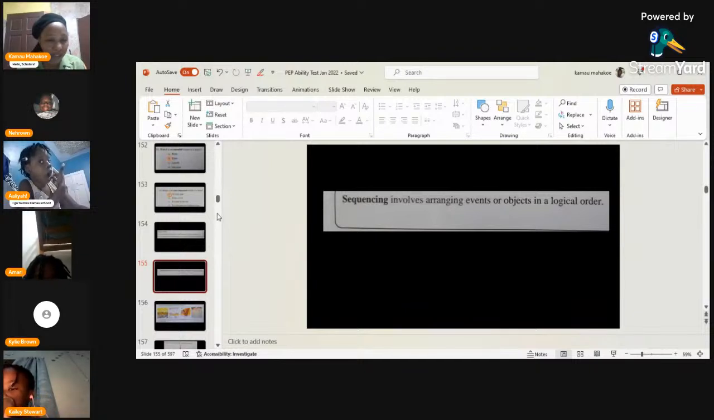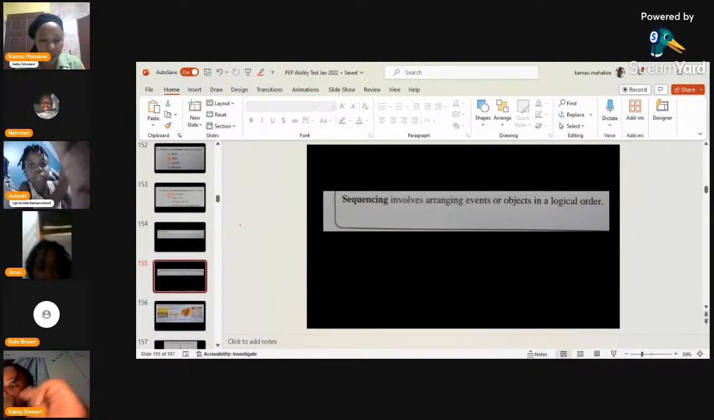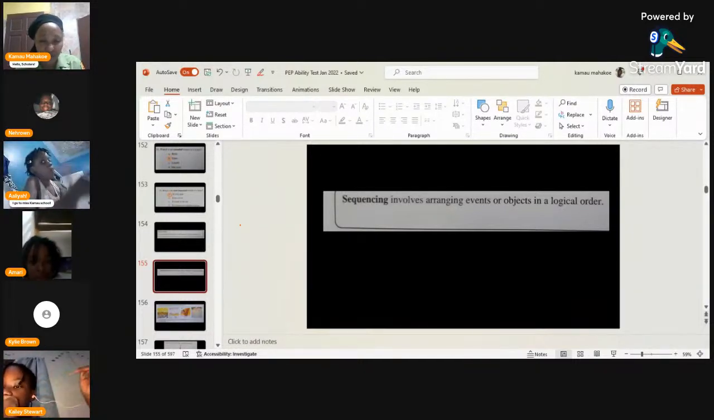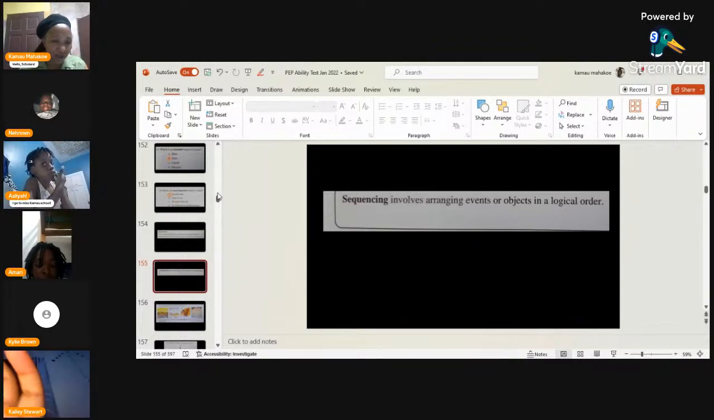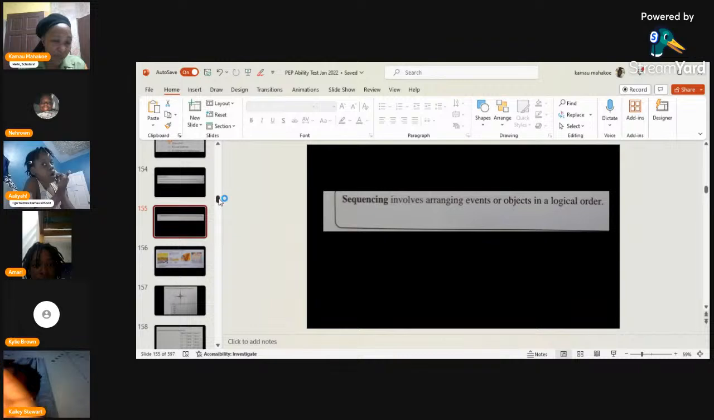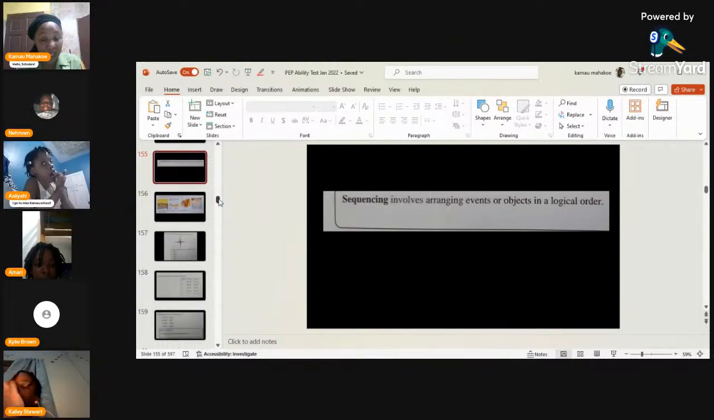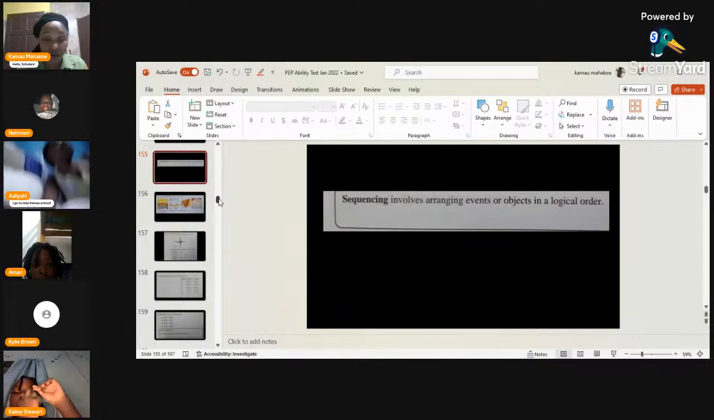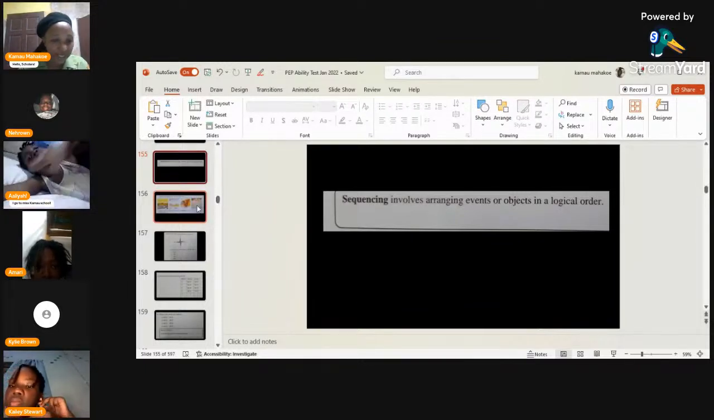So now we're going to look at sequencing, and sequencing involves arranging events or objects in a logical order. It can be smallest to biggest, biggest to smallest, chronological order like date order, numerical order, or alphabetical order. Once it is in a logical order, that's a sequence.